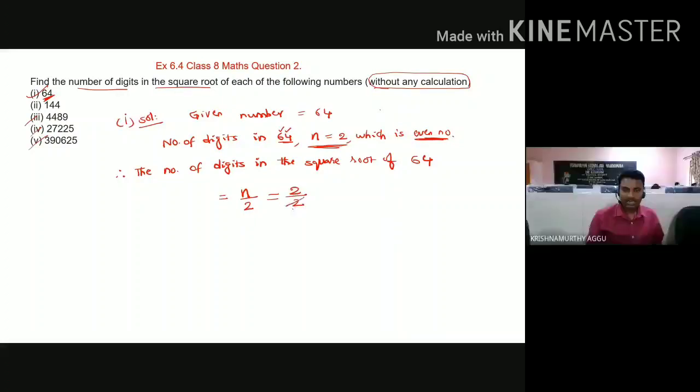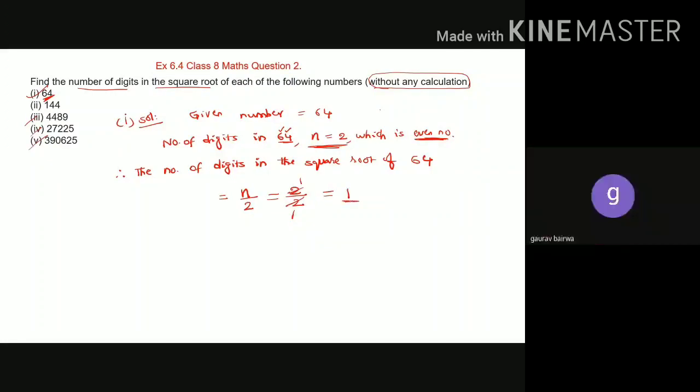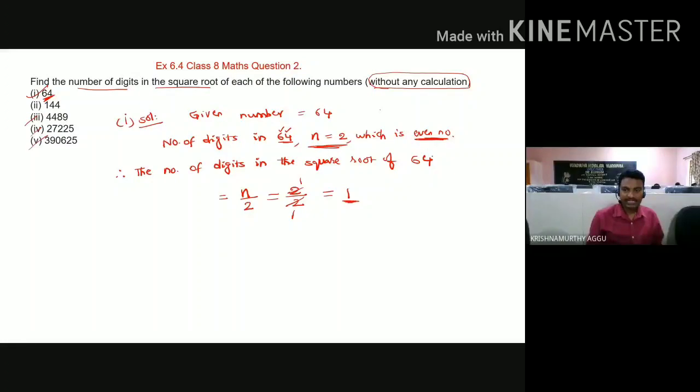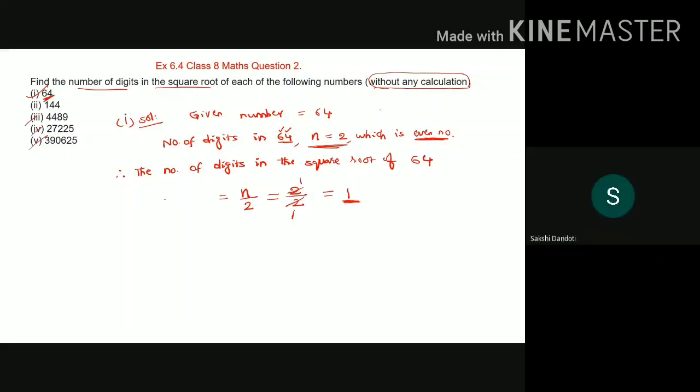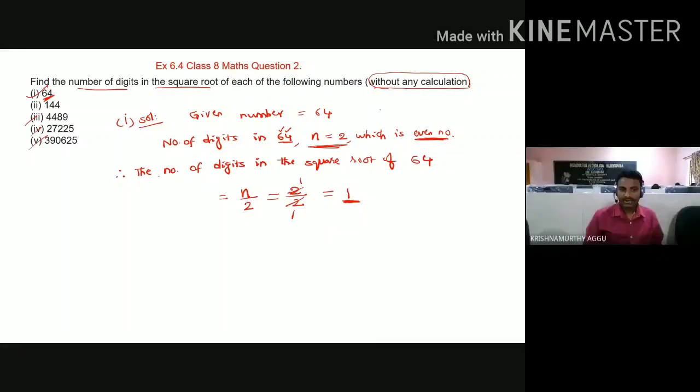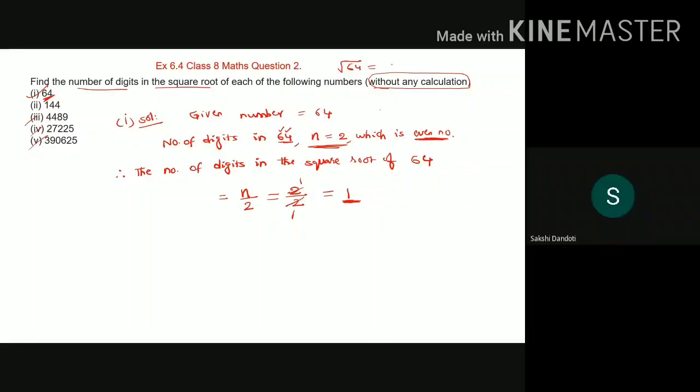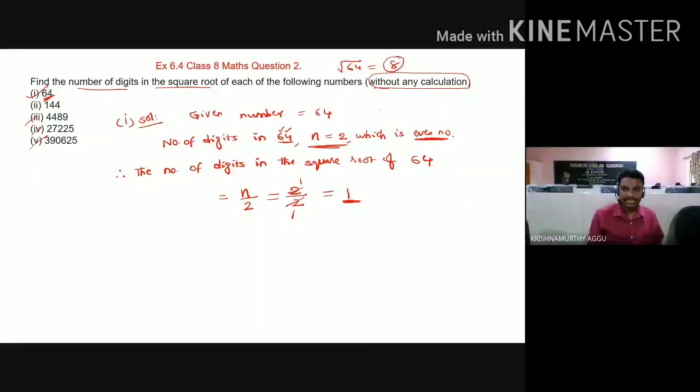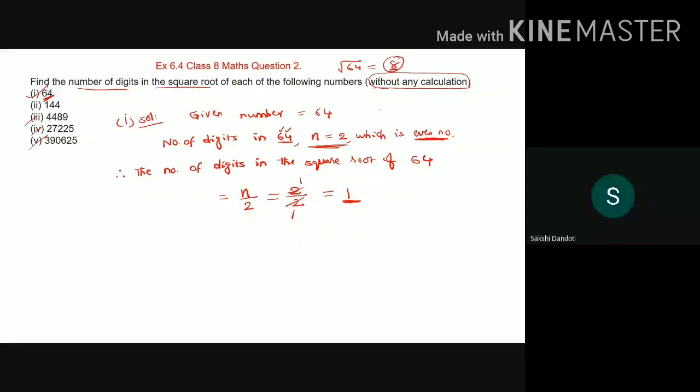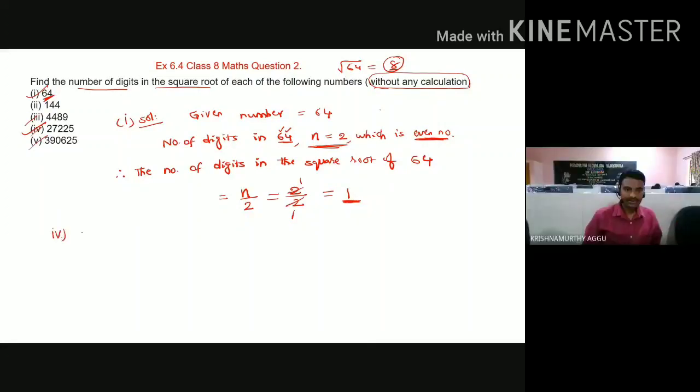2 one time, 2 one time. 1 by 1 is nothing but 1. So how many digits will be there in the square root of 64? 1 only. The number of digits in the square root of 64 is 1. You can check also: the square root of 64 is 8. How many digits are there here? 1 only. Yes, sir.